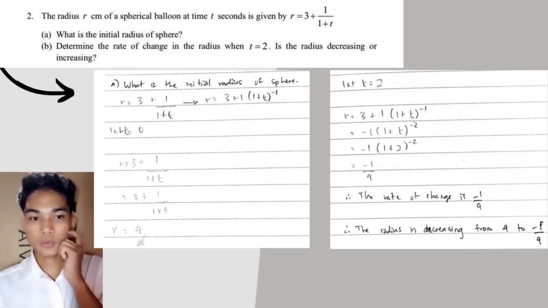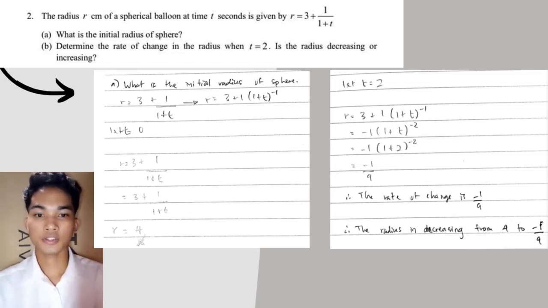From part A, we know r is equal to 4, and in part B, we get the answer of -1/9. So from the two answers from part A and part B, we get that the radius is decreasing.